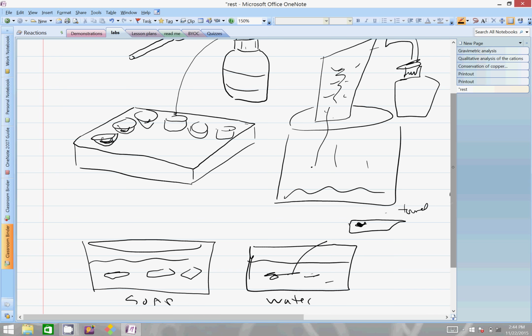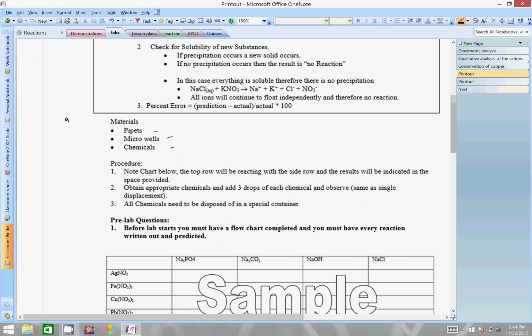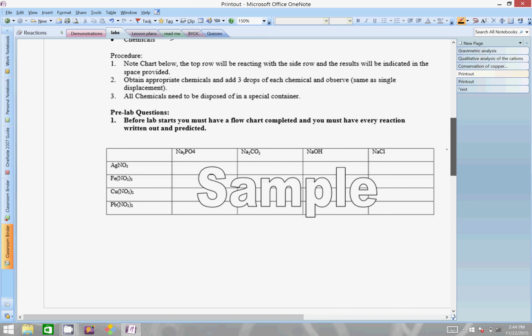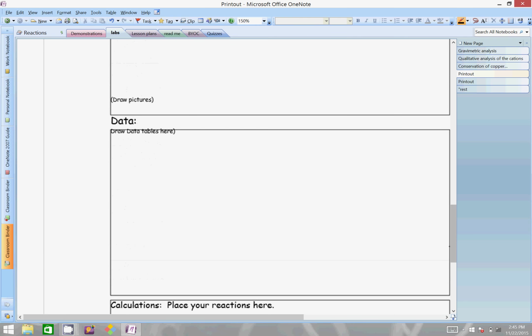Alright, so let's go back to this particular lab, and it shows that we are going to be looking at these chemicals. Our little well plate that we talked about essentially is this grid. You need to create your own grid on the next page. So under the data section, create your own grid as far as what you think is going to happen here.